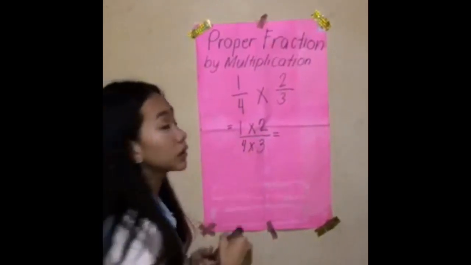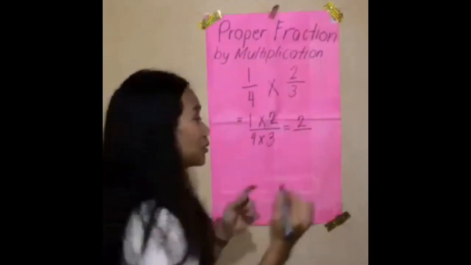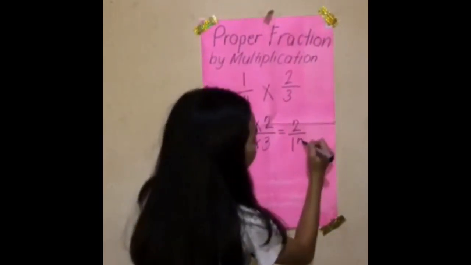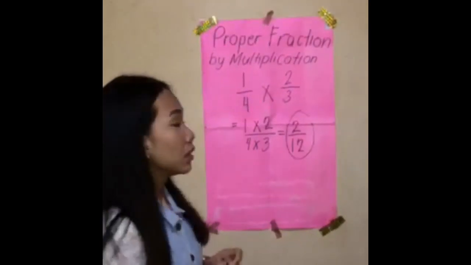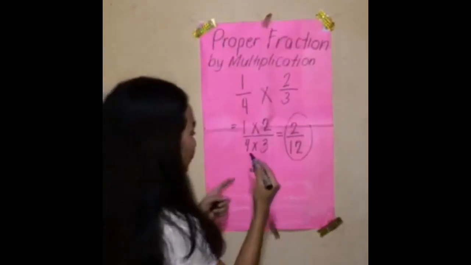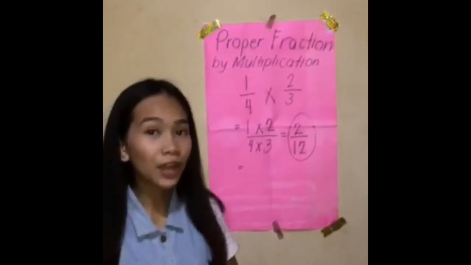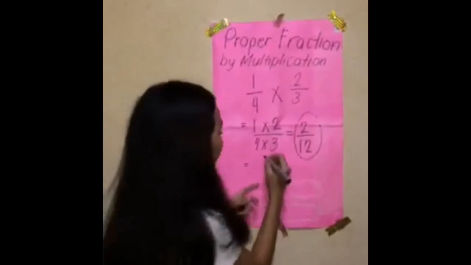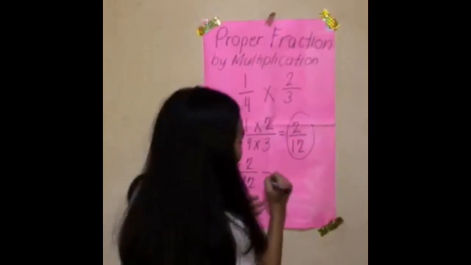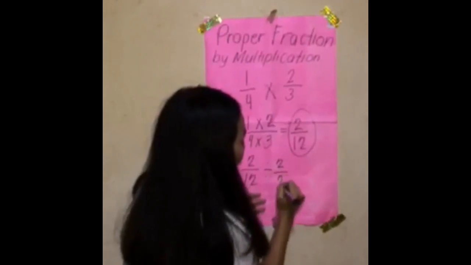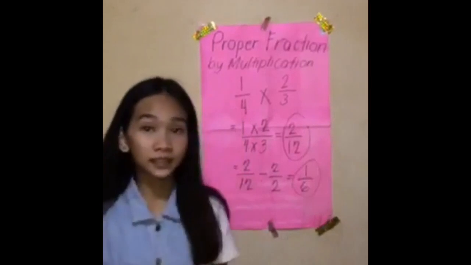1 times 2 is equal to 2. 4 times 3 is equal to 12. So, 2 over 12. And the last step is to simplify or reduce the answer. So, 2 over 12 divided by 2 over 2 is equal to 1 over 6. 1 over 6 is the answer.